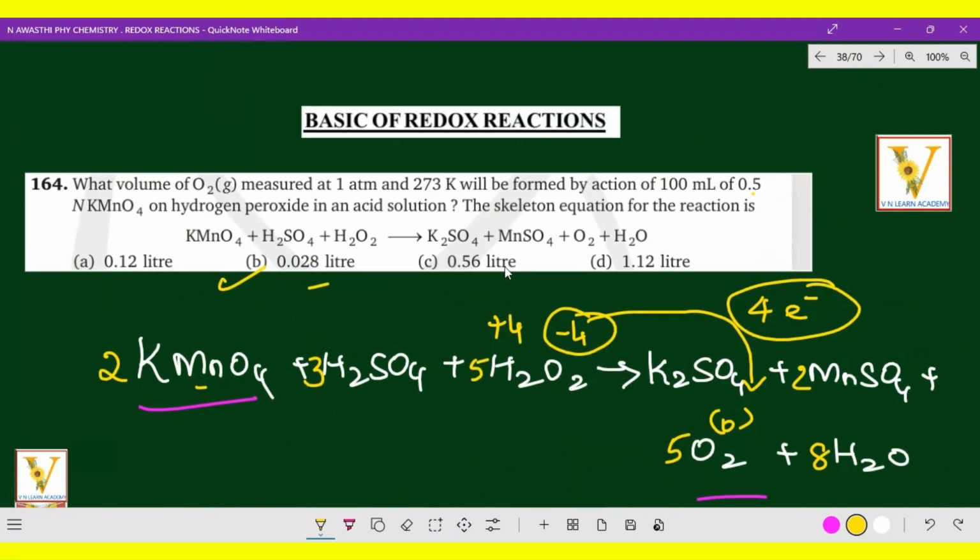How do we identify that volume? Suppose they are asking molar volume. If they are giving all this, temperature, pressure, means molar volume 22.4 liter you can bring it. I hope you got the clarity. Come on, let's go to the next question.